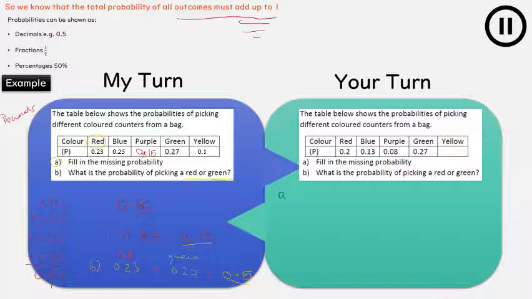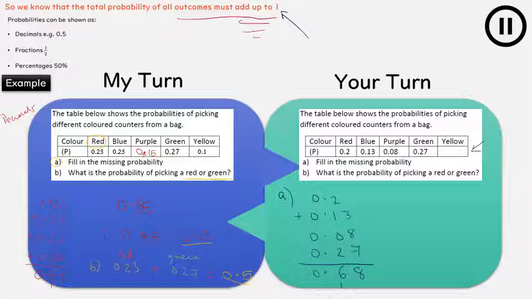So for part A, we've got to find the probability of yellow. Remember, all of the colours added together need to make 1. So let's see what we've got so far: 0.2 plus 0.13 plus 0.08 plus 0.27. That's going to give me 3 plus 8 plus 7 gives me 18. 2 plus 1 plus 2 plus 1 gives me 6.